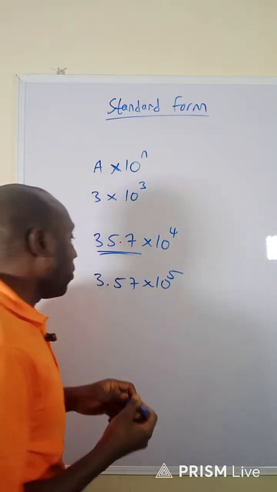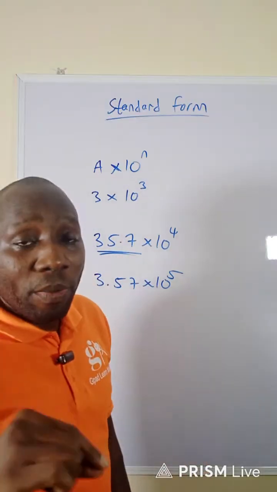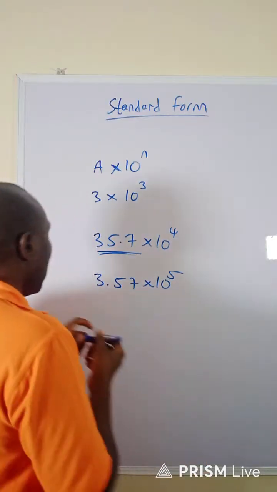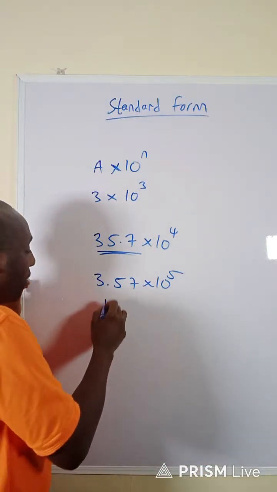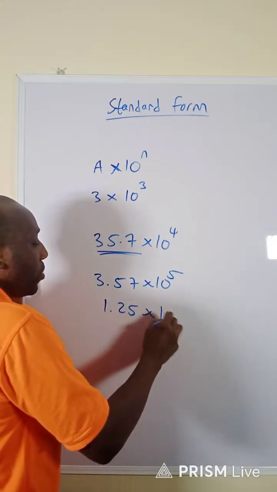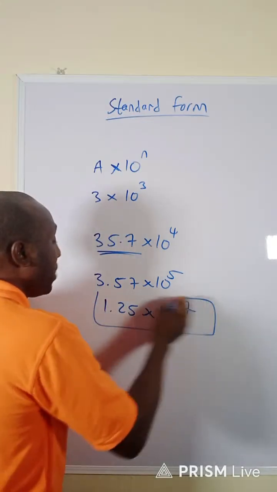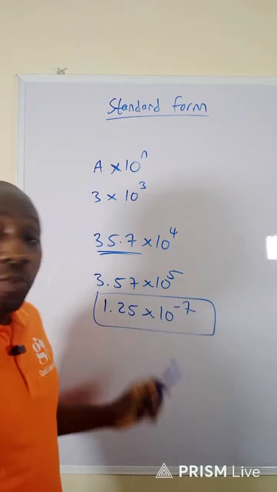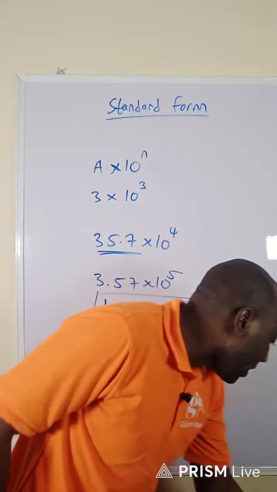All right, we'll be looking at more examples, but I just wanted to quickly tell you how numbers should be written in standard form. Let me give you another example. So let's say you have 1.25 times 10 raised to power minus 7. Yes, this is standard form because 1.25 is between 1 and 10.